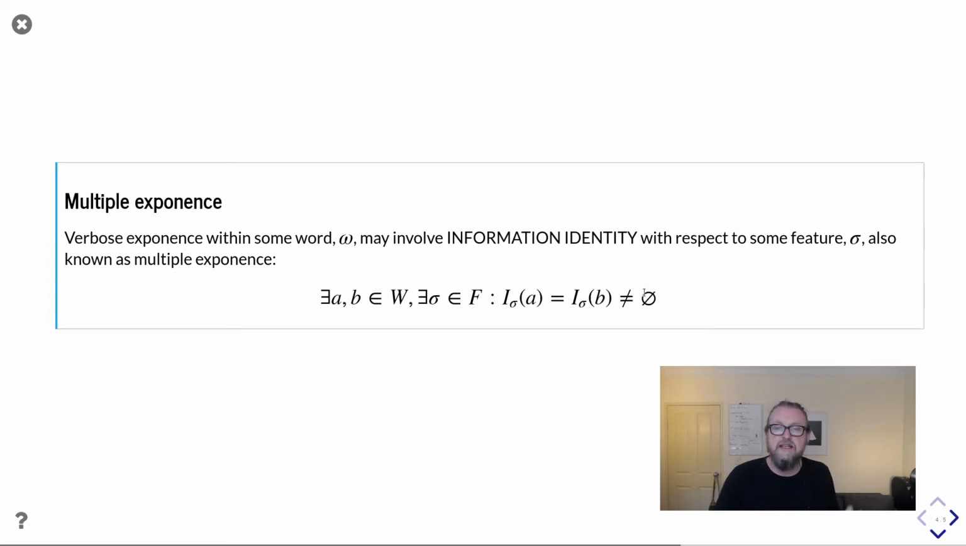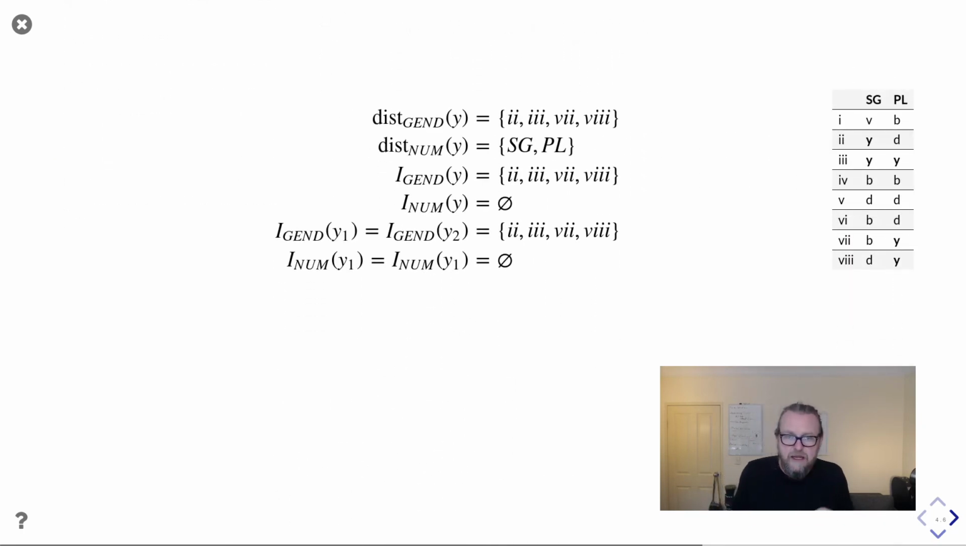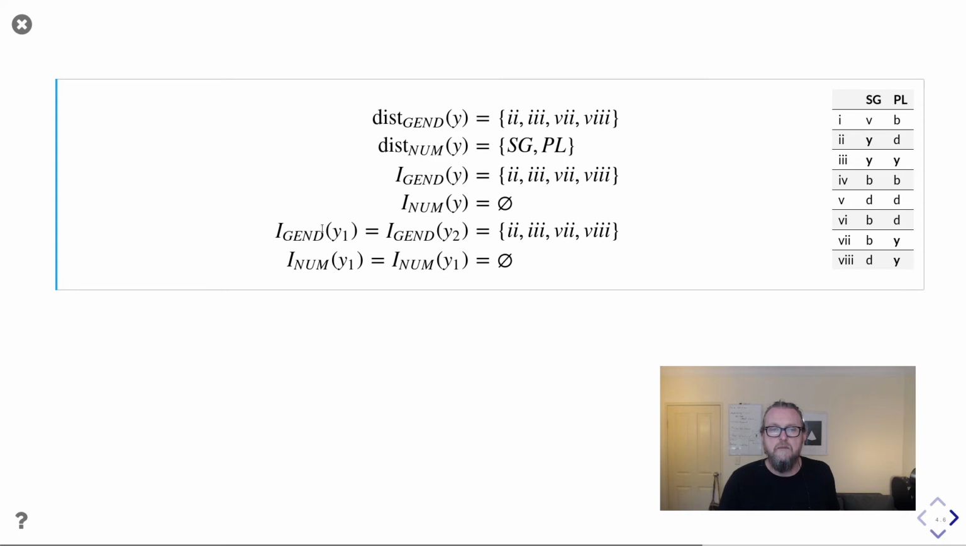You could leave this off, but then you would have all these cases of multiple exponents of no information, which is, I guess, true in a way. You've got both of these provide no information about number, but it's not a very interesting case of multiple exponents, right? And we can go through and do the same sorts of checks manually that we did with the verbose exponents. And we can also see in this case that the information provided by Y for gender is equal to the information provided by the other. Similarly, for number, but again, it's empty, right?